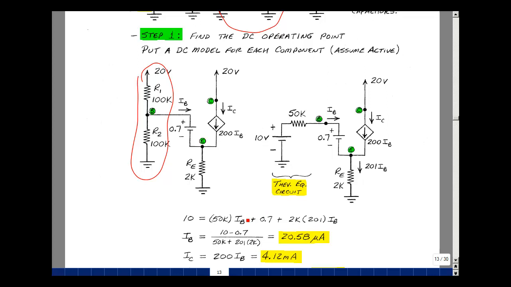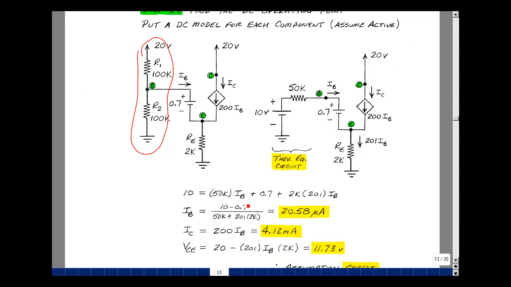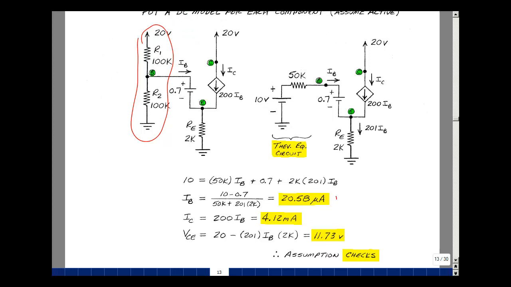I can now solve for I sub B. I sub B is going to be equal to 10 minus 0.7 divided by 50K plus 2K times 201. This is going to dominate the denominator, but the actual value here is 20.58 microamps. Is that greater than or equal to 0? Yeah. That's our first check. The collector current is 200 I sub B, and that's 4.12 milliamps.